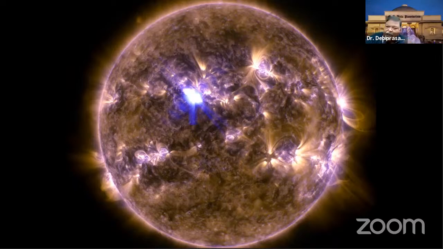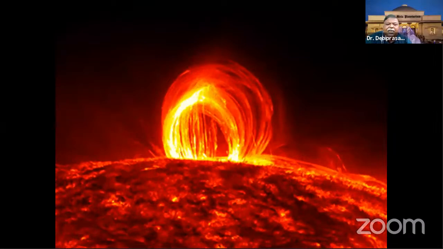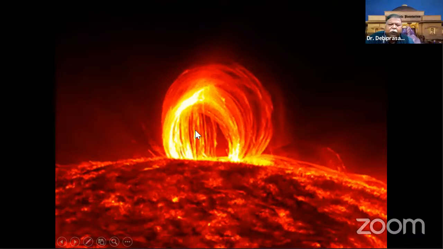Sometimes they're thrown out with such force that they detach from the surface of the sun and flow past the whole solar system like a solar wind, or sometimes a solar storm. Just see the next picture. Isn't it amazing? Do you know how big this cavity is? Three Earths can go side by side inside this cavity.